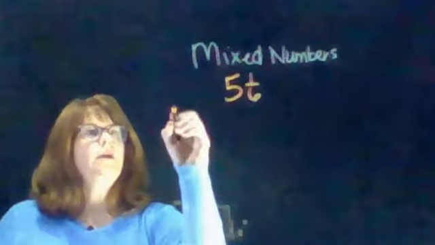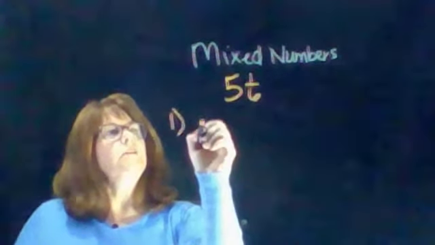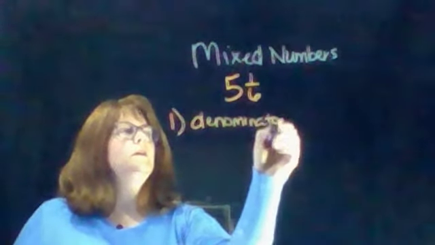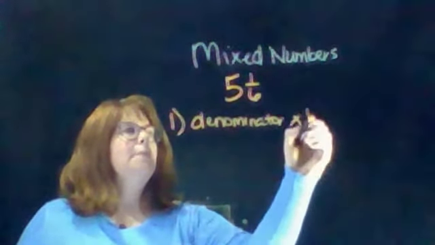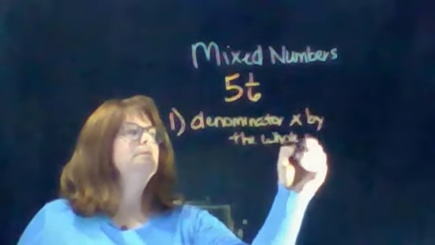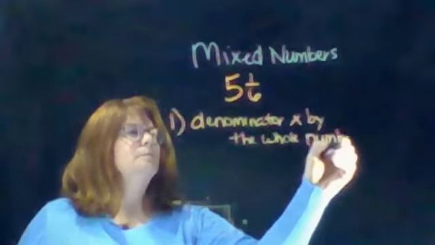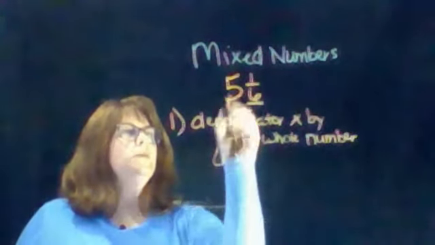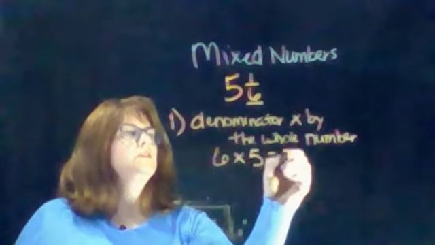So step number 1 is to take the denominator and multiply it by the whole number. So here's the denominator, that's 6 times 5, which is 30.